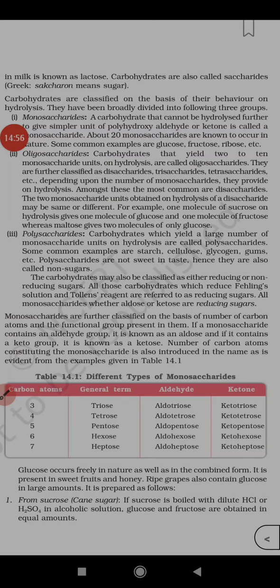So let's talk about what the Tollens test is and what Fehling's test is. The Tollens test: on warming an aldehyde with freshly prepared ammoniacal silver nitrate solution. So what is Tollens reagent? It is ammoniacal silver nitrate solution.